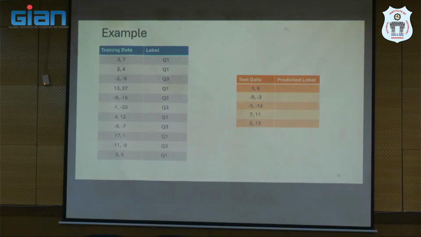So if I plot it, you will understand it easier. So 3,7 would be somewhere here, and then 2,4 is somewhere here. Minus 2, minus 6 is somewhere here. And then minus 9, minus 15 is somewhere here. So what I'm saying is everything here is called as Q1. Everything here is called as Q3 label. Okay. So that is what the training data suggests.